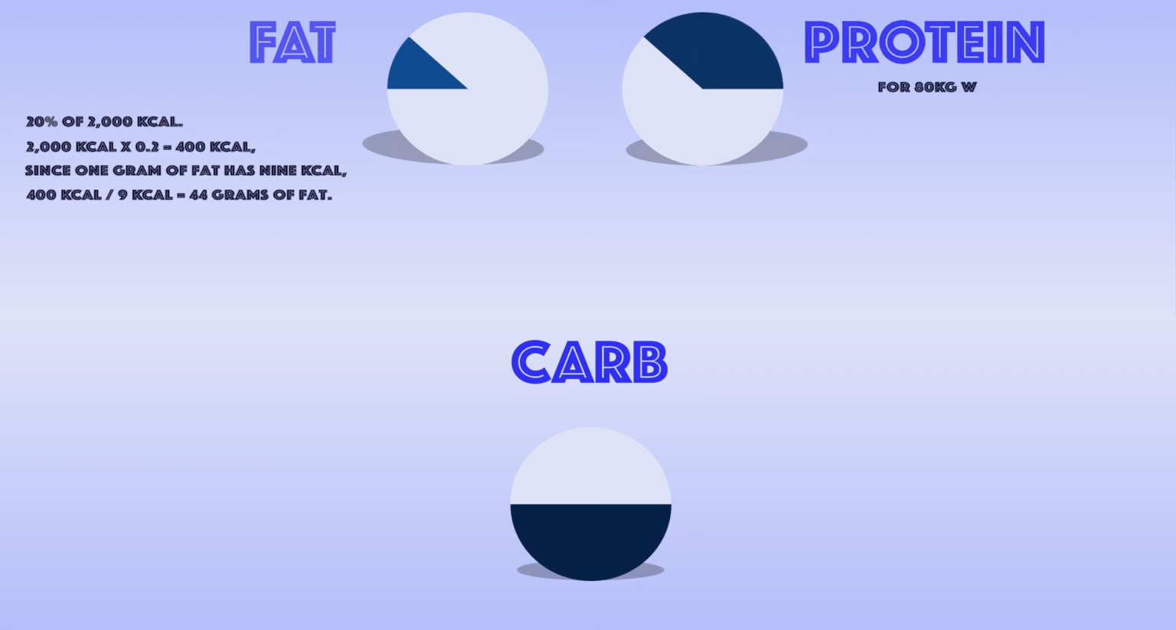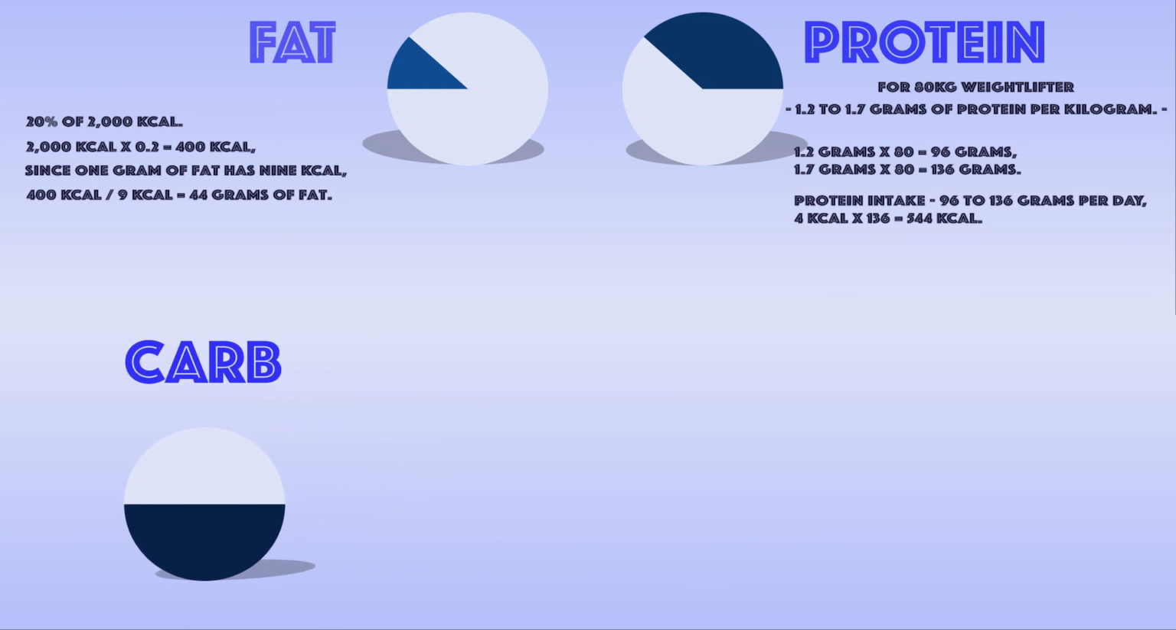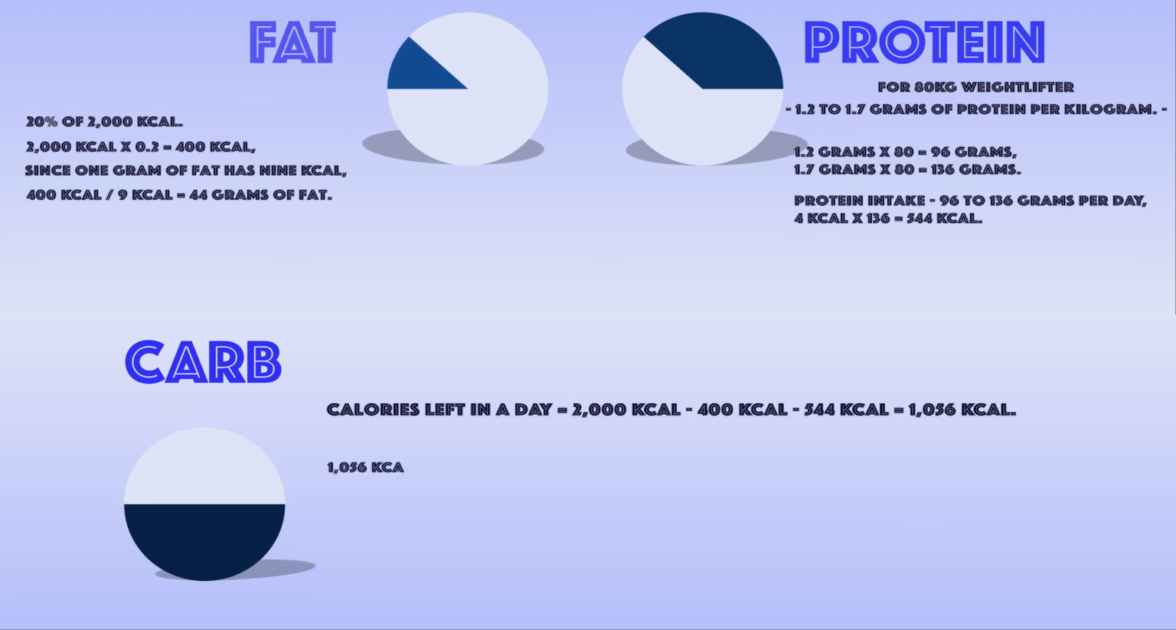If you were a weightlifter and your body weight was 80 kilograms, you would have to consume 1.2 to 1.7 grams of protein per kilogram, which would be around 96 grams to 136 grams of protein. It would be 544 calories if you decided to consume 136 grams of protein. By subtracting the calories made up by protein and fat, it turns out to be only 1056 calories left in a day. Now, using the same way as you calculated your fat intake for your carbohydrate intake, you will know that you need to consume 264 grams of carbohydrates.